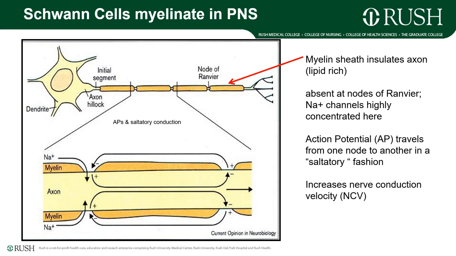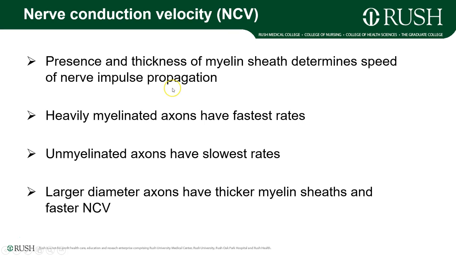This jumping is important, and myelination is also critical for the nerve conduction velocity. You will hear a lot more about that in physiology. The presence and thickness of that myelin sheath determines the speed at which the nerve impulse propagates. Axons which have faster velocities are heavily myelinated, and conversely, unmyelinated axons have slow speeds. Larger diameter axons obviously have thicker myelin sheaths and are faster at conducting the impulses.